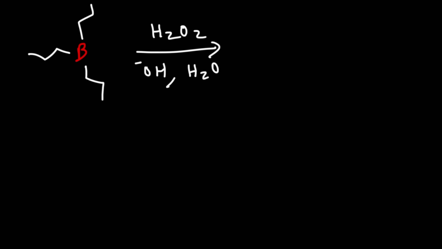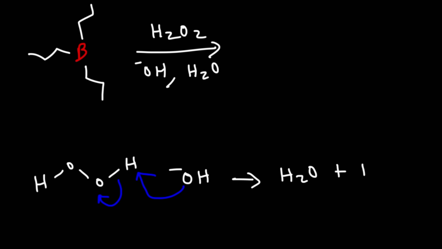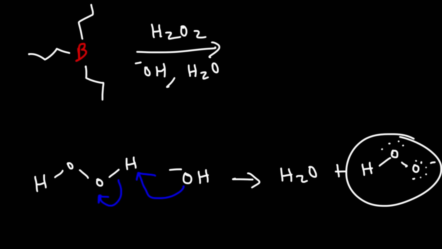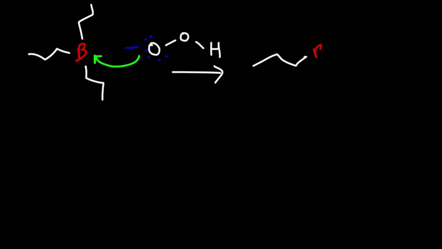Now mind you, in the second step, let me just show it here. We have H2O2, hydroxide, and water. So these 2 will initially react. So this is hydrogen peroxide, and we're going to react it with hydroxide. Hydroxide is going to remove a hydrogen from hydrogen peroxide. This is going to produce water and this deprotonated peroxide ion. So this part is going to react with the trialkyl borane molecule. So this is what we now have.